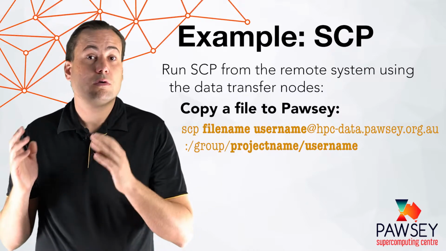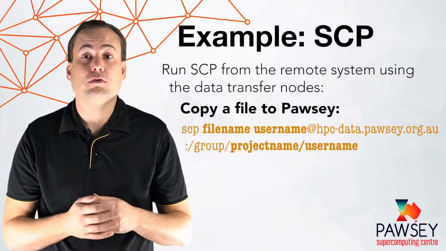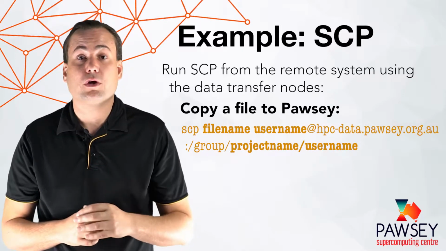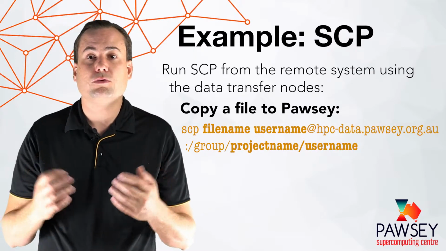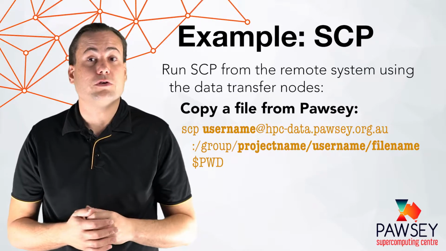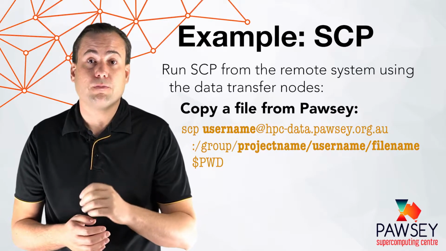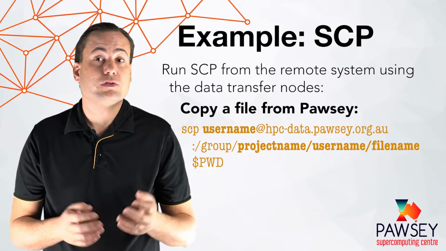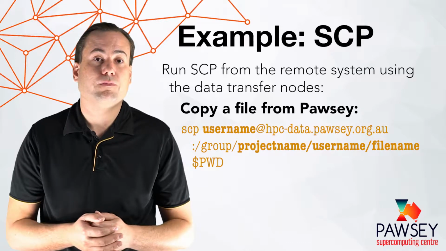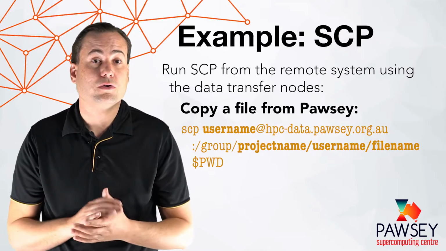For example, SCP can run on remote systems such as a laptop or workstation. Running SCP filename username@hpc-data.pawsey.org.au:/group/project name/username will copy the file from your current working directory on your local machine to your group directory at Pawsey. Running SCP username@hpc-data.pawsey.org.au:/group/project name/username/filename $PWD will transfer a file from your group directory at Pawsey to your current working directory on your local machine.